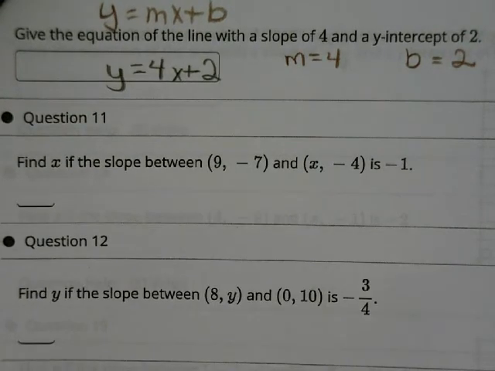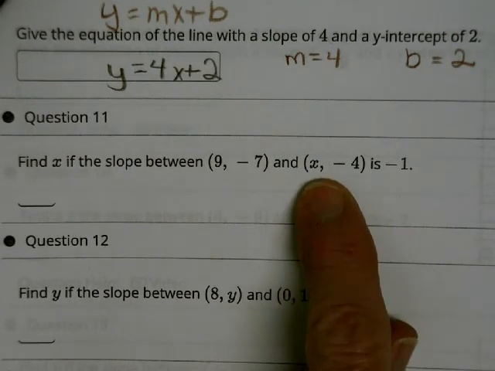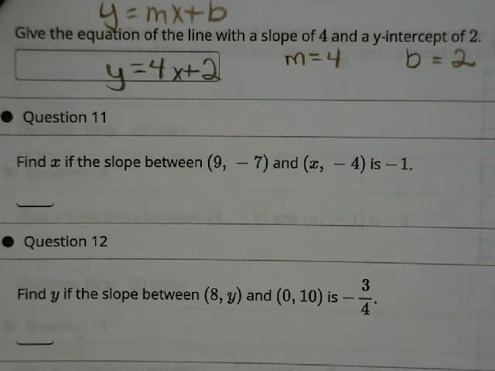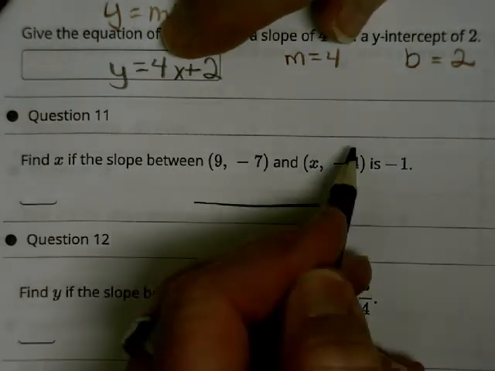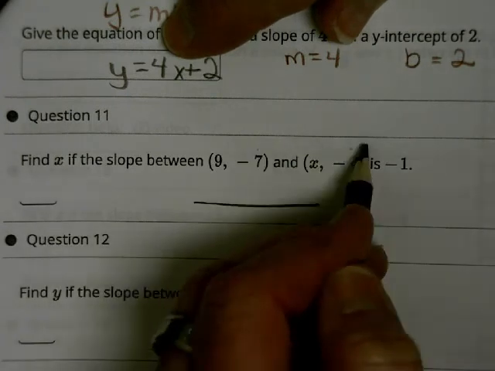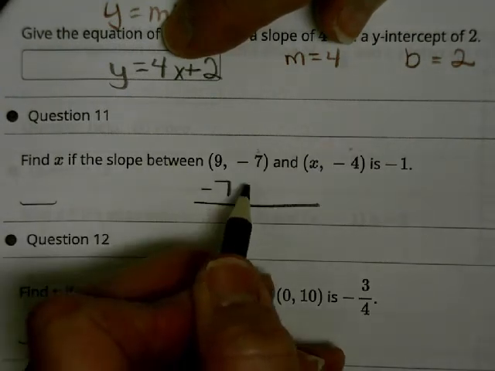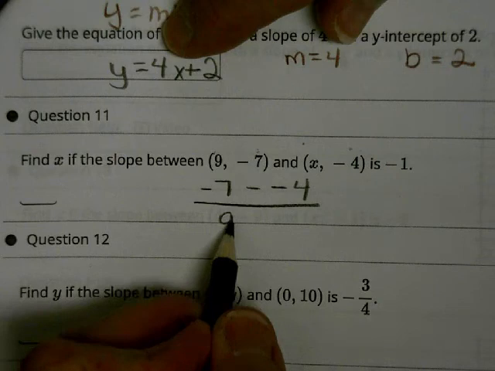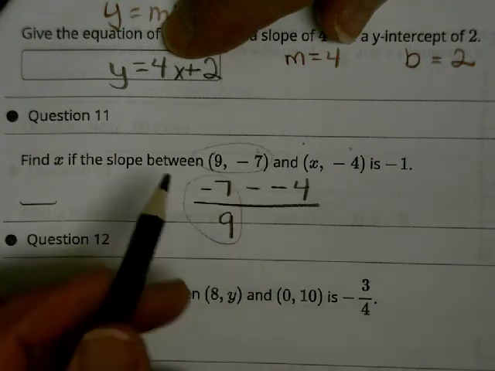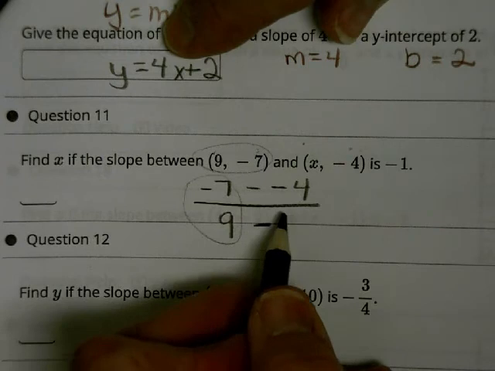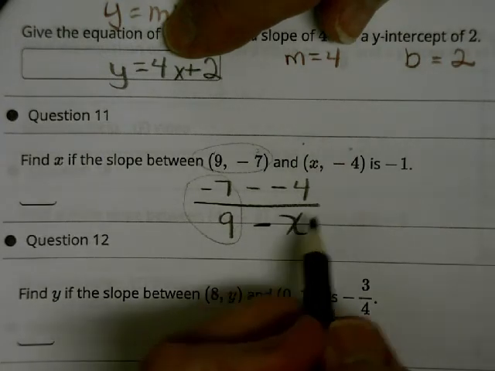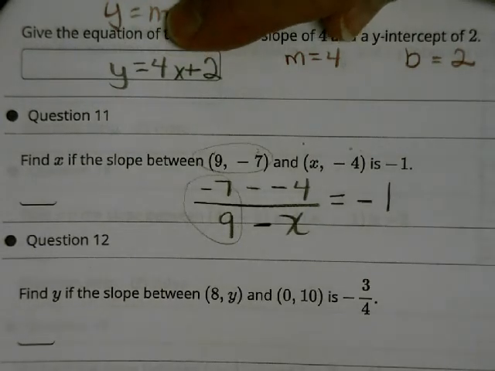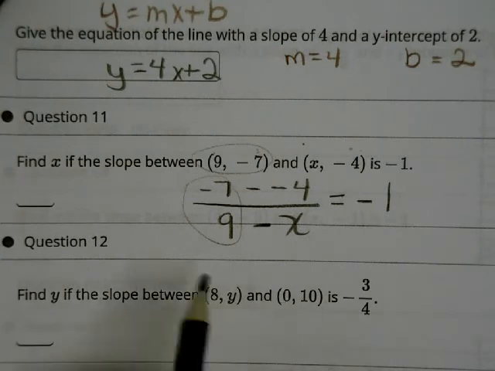Okay, number 11 is algebra, because we have to find x. So we got to figure out the number. Remember, it's the y minus the y. You can go either way. You can take a -7 minus a -4, and then a 9 minus x. See how these two are the same point? And then the x. We got to find the x. They need to simplify to a -1. So how do you do that? Let's figure it out.